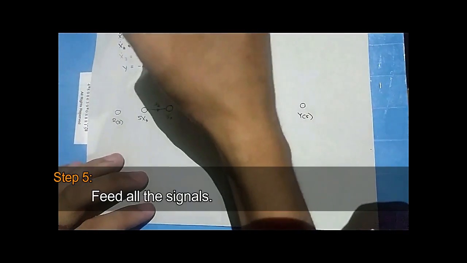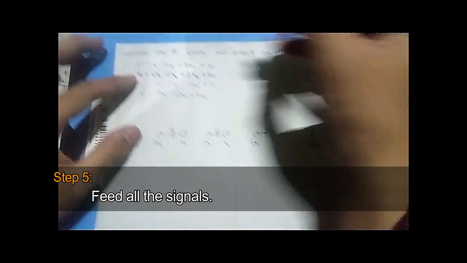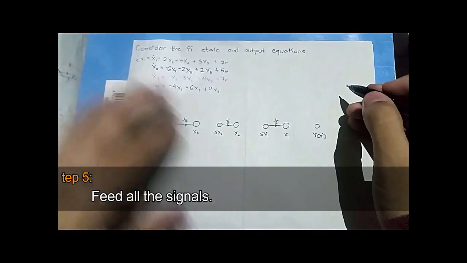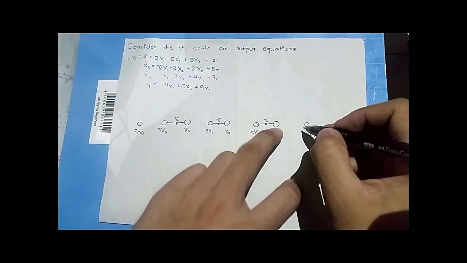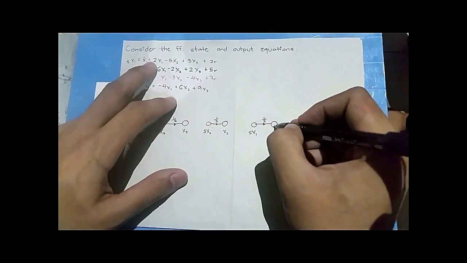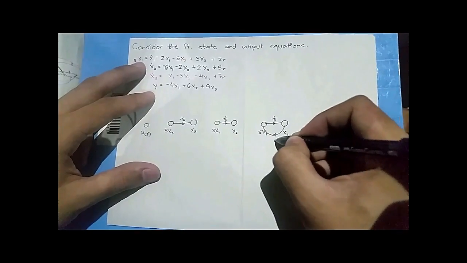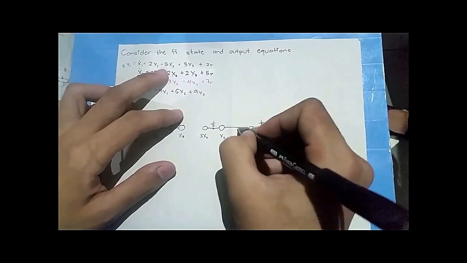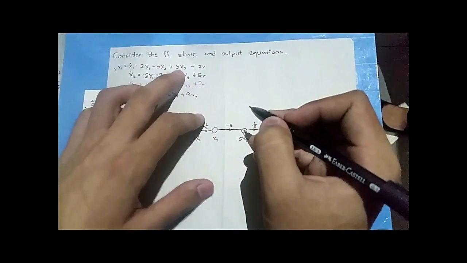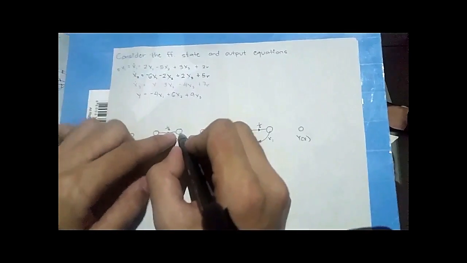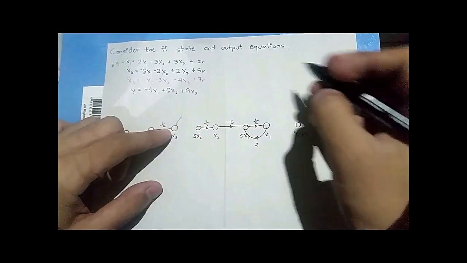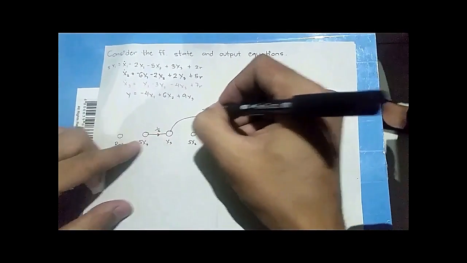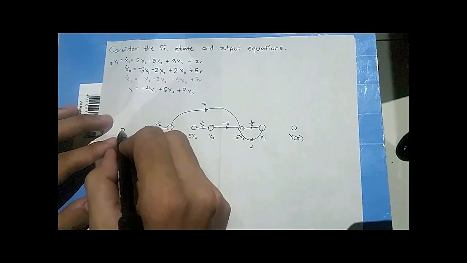So let's feed all these signals to S X sub 1. From X sub 1, there is a signal of 2. And from X sub 2, there is a signal of negative 5. And from X sub 3, there is a signal of 3. And from the input R, there is a signal of 2.